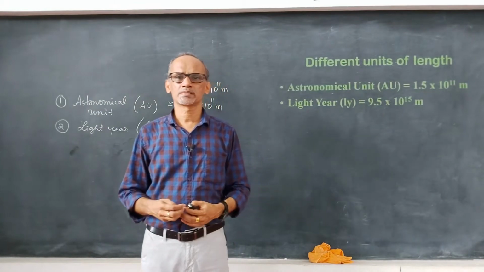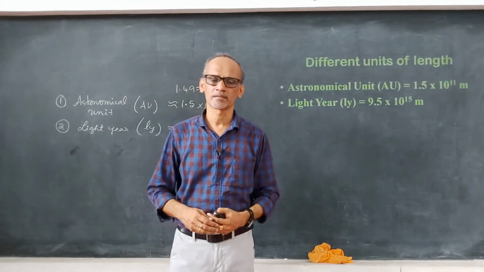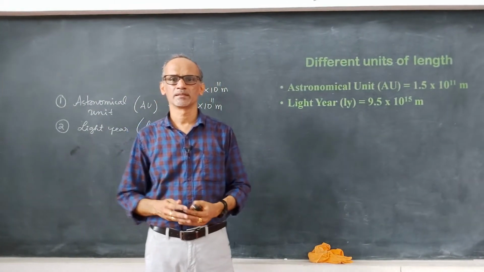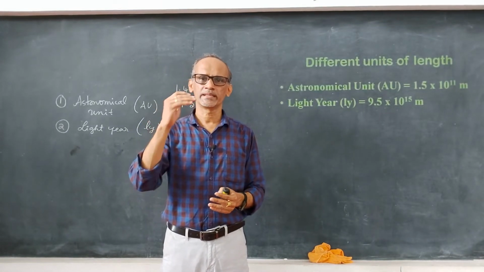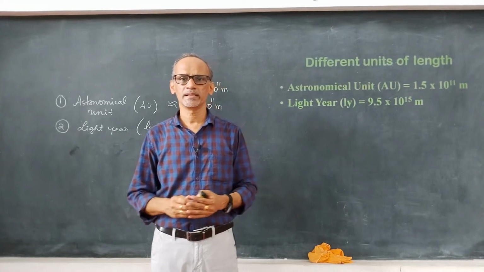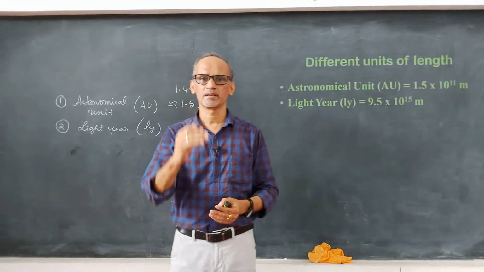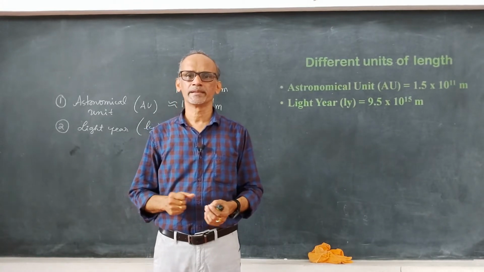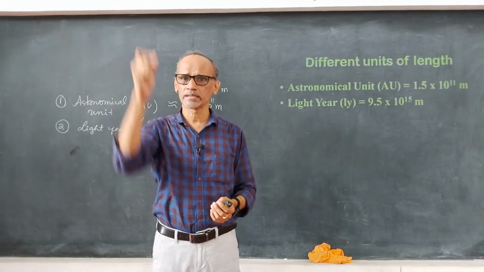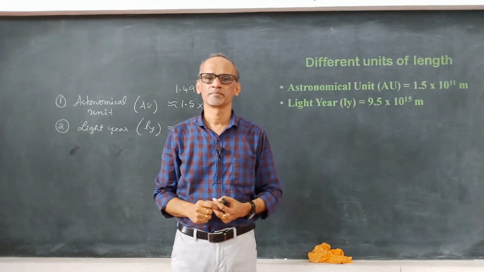See, which is the nearest star to the earth? That is the sun. And from the sun, once the light is emitted, it takes nearly 8.3 minutes to reach the earth. So we don't get light immediately. From there till here, it requires 8.3 minutes.